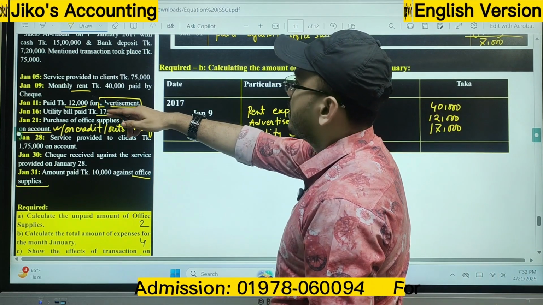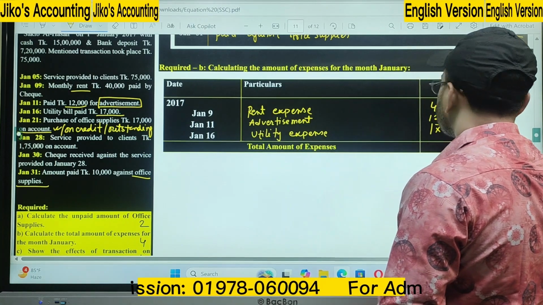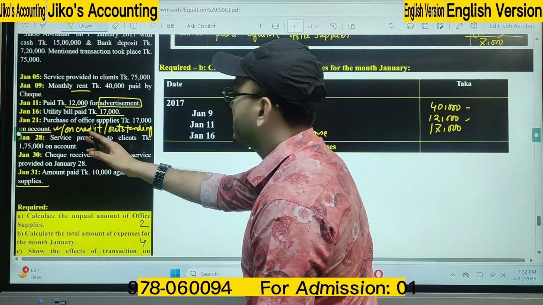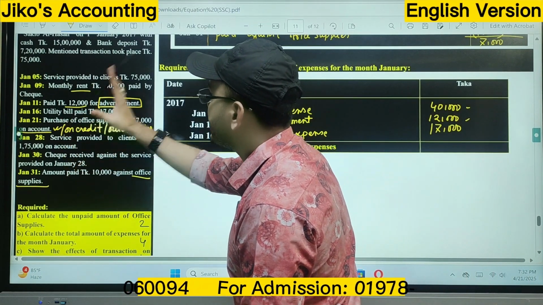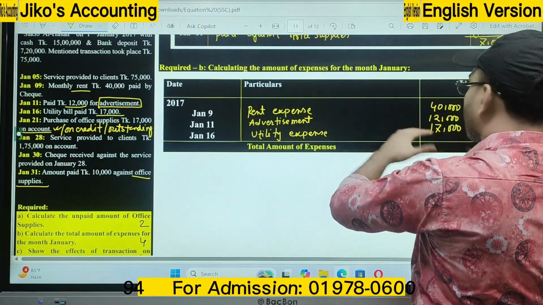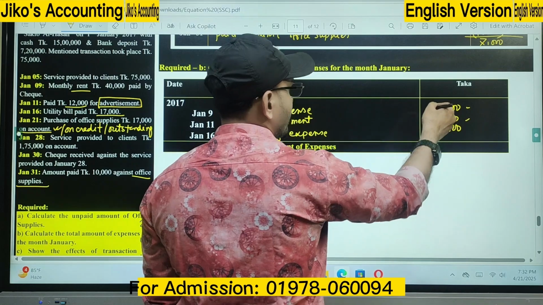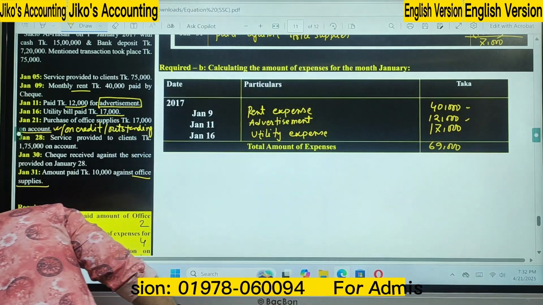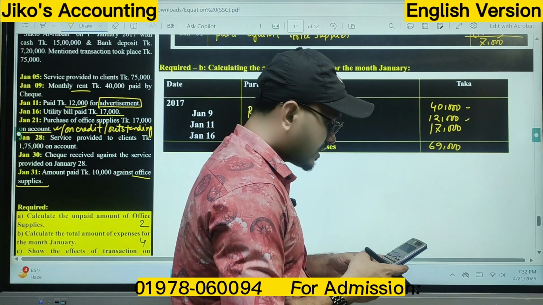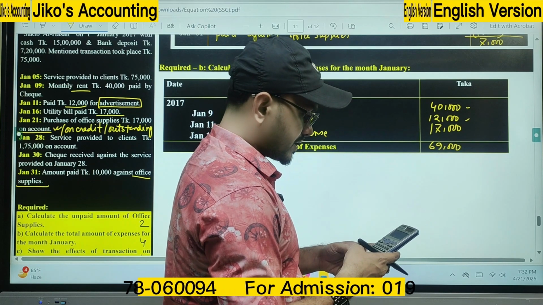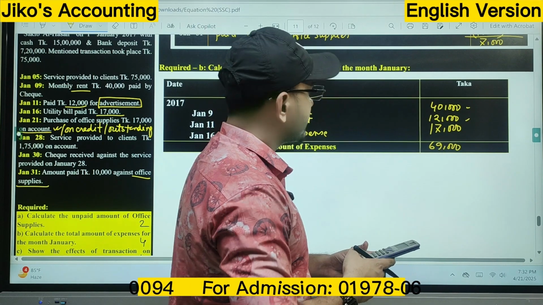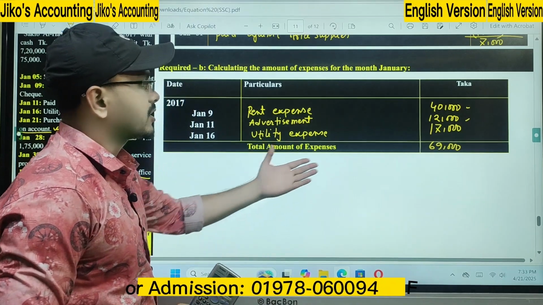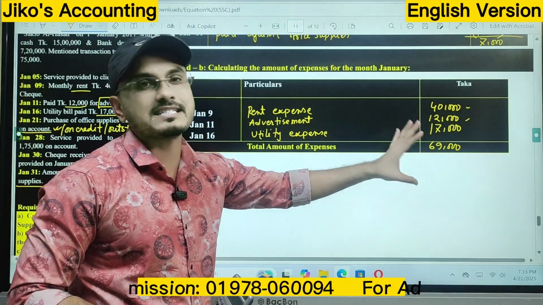Again, we have to check it now. Monthly rent, what is the amount here? 40,000 is done. Then advertisement taka 12,000 is done. Then utility bill, 17,000. Now add all of them. 40,000 plus 17,000 plus 12,000 is 69,000 taka. Is it okay, sir? That's what we have been told to do. We have to determine the total amount of expenses. What is our total amount of expenses? Yes, sir, only 69,000 taka.